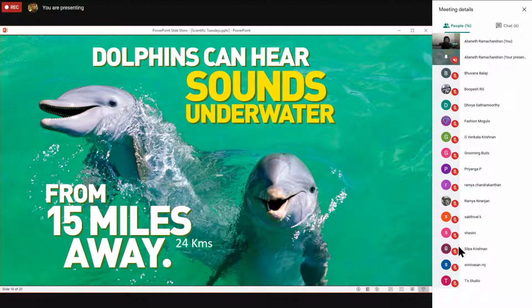But dolphins, they are very, very smart. They also have the same capacity of brain as ours. We have around 1.3 to 1.4 kilograms of brain, and dolphins also have the same size. That's why they have evolved under the water, so they can hear for about 24 kilometers.